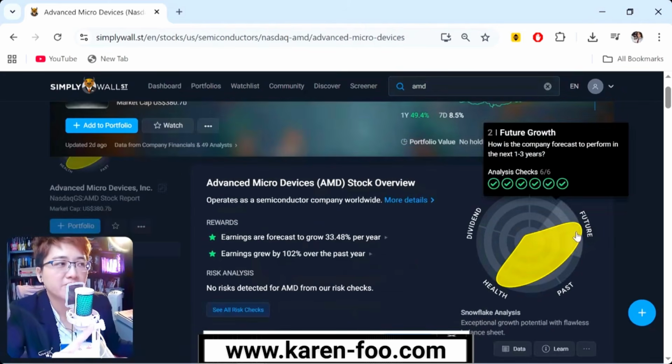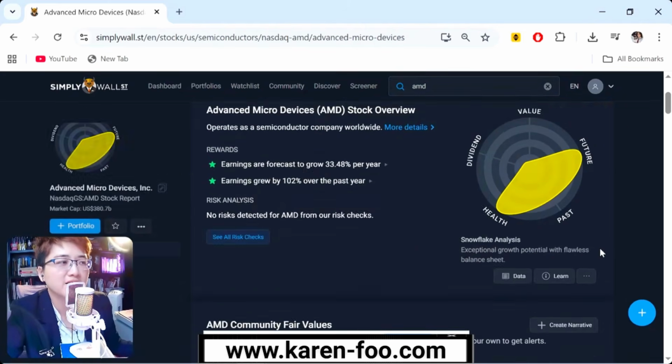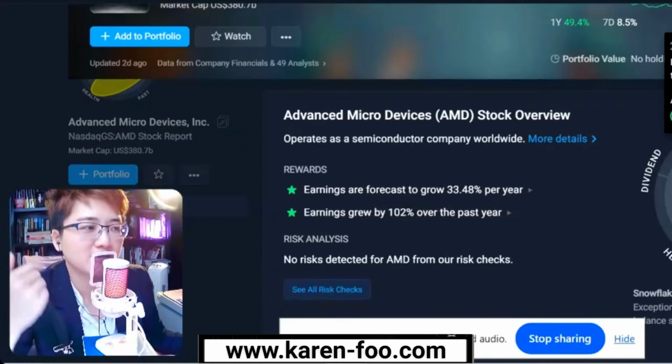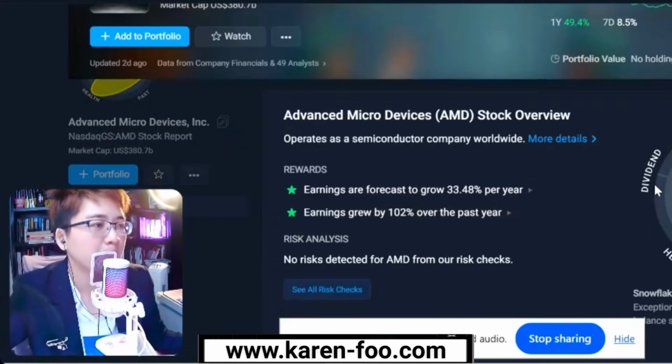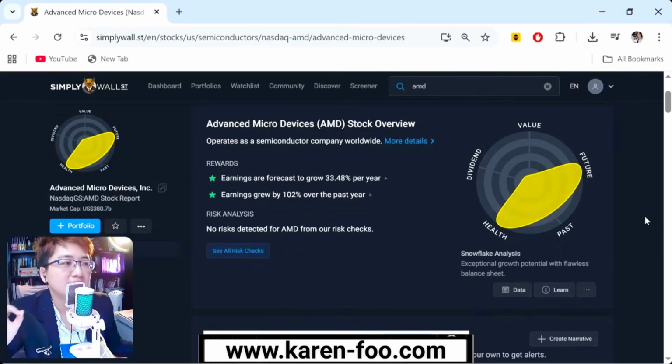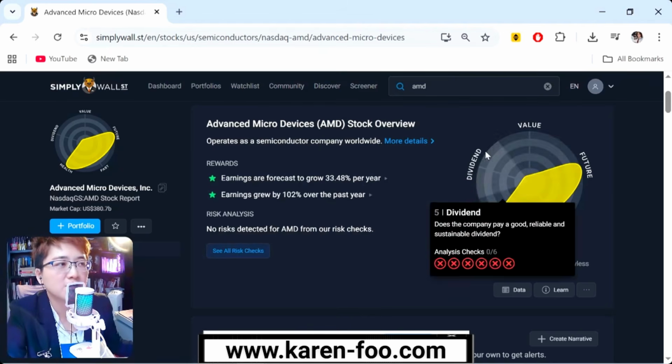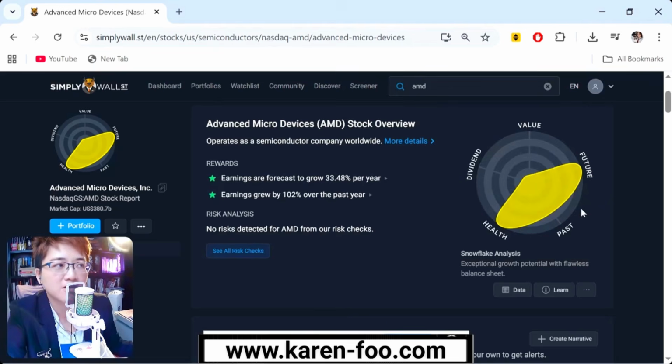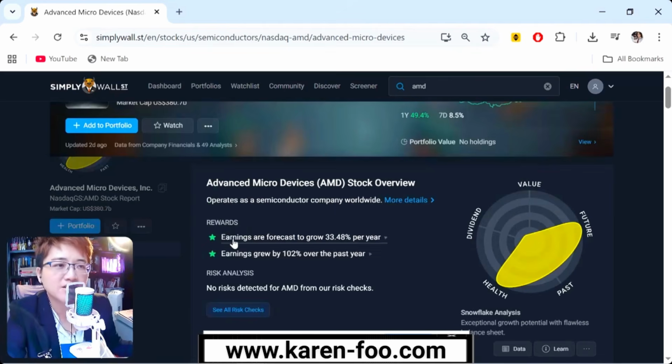Immediately, you can tell from here. Now, this is called snowflake analysis, not the strawberry generation snowflake millennial, okay? Snowflake analysis basically tells you, is the future potential great? How's the past performance like? How's the financial health of the company? How's the dividends like? Is it overvalued or undervalued? Now, a good stock is one that has green all over. Green all over. Now, it also gives you a summary here.